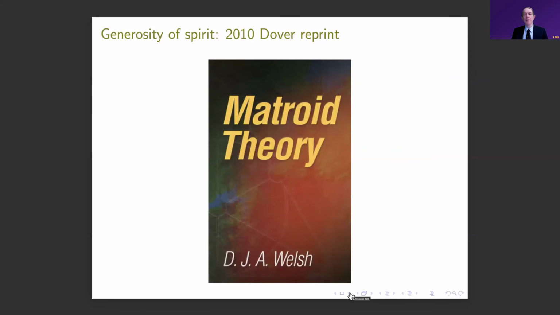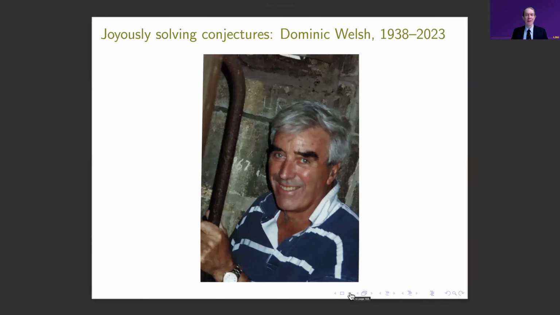In 2010, Dominic's 1976 book was reprinted by Dover. I've headed this title Generosity of Spirit because Dominic actually apologised to me because he was worried that this reprint of his book would hurt the sales of my book. When we were in Verona, I asked if I could borrow Dominic's problem book, and he just gave it to me. You know how valuable having a collection of problems is. He just gave it to me. So I like this photograph. Again, it's another one of mine. I think it's a beautiful photograph of Dominic.